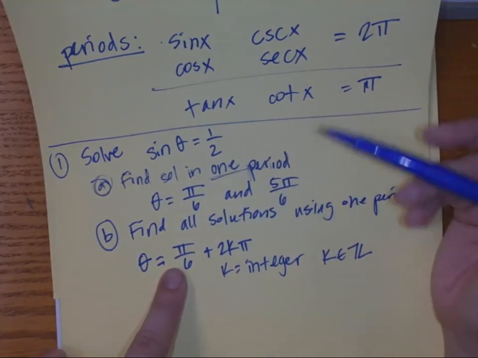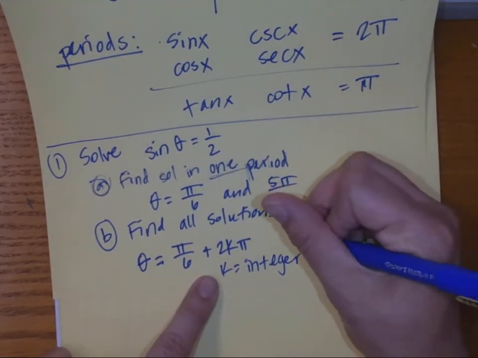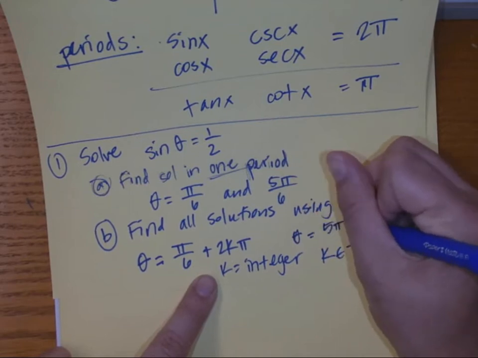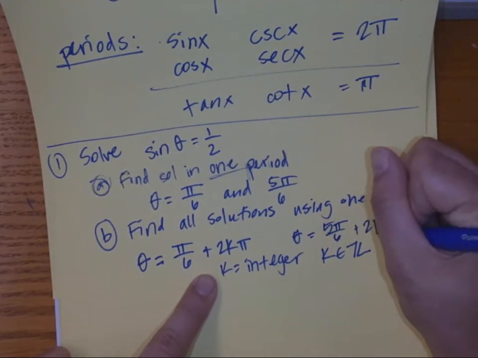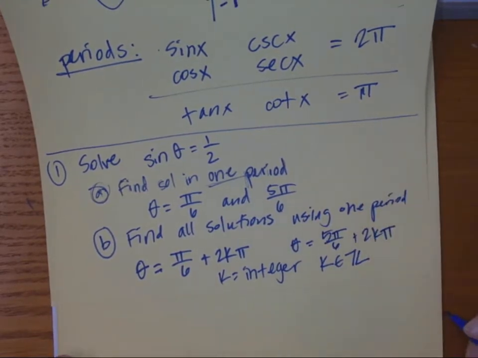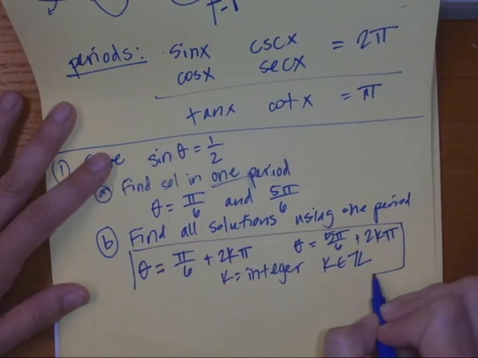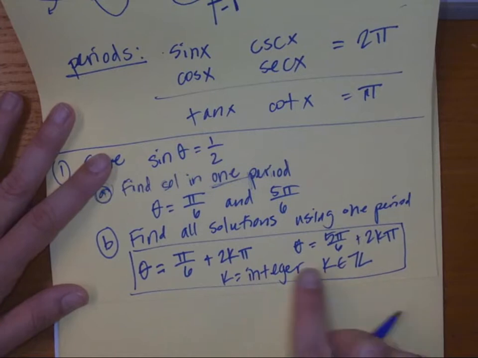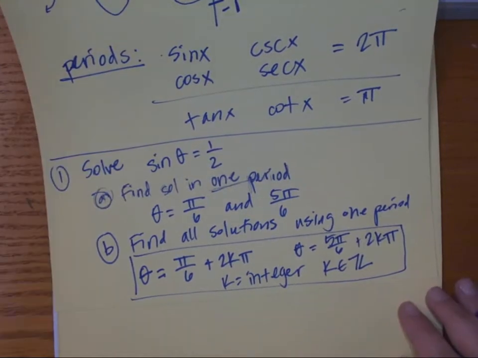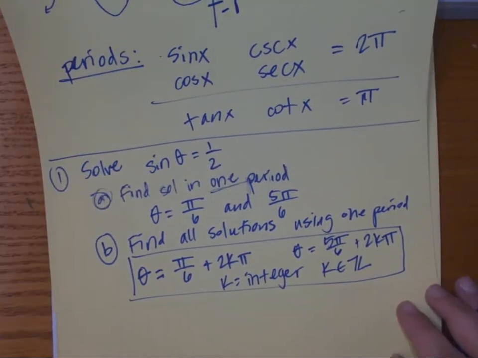However you want to do it, that's the solution for this part right here. For this answer over here, it's 5 pi over 6. So theta equals 5 pi over 6, the same thing, plus 2k pi. And that gets you all of your answers. So this right here is your answer, and you only have to pick one way to write it. You don't have to write it both ways. Okay, let's do another one like this.